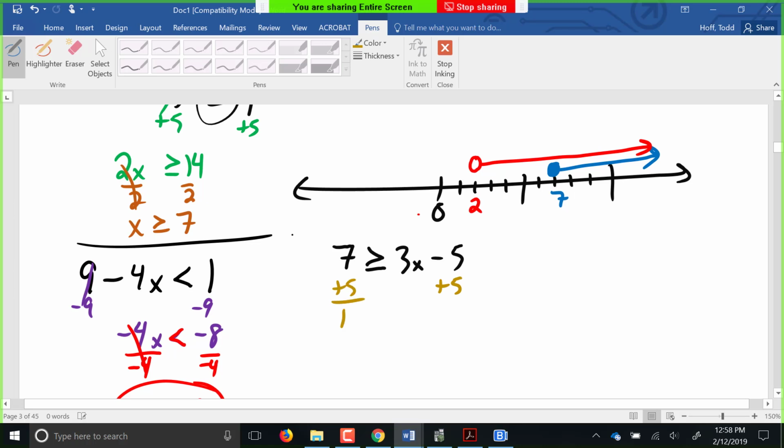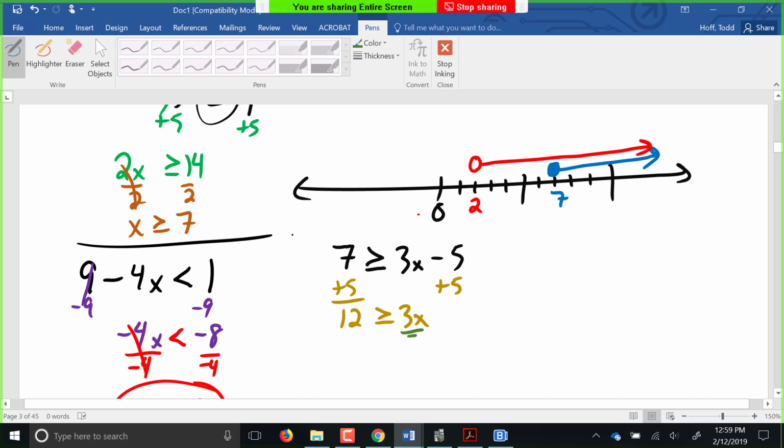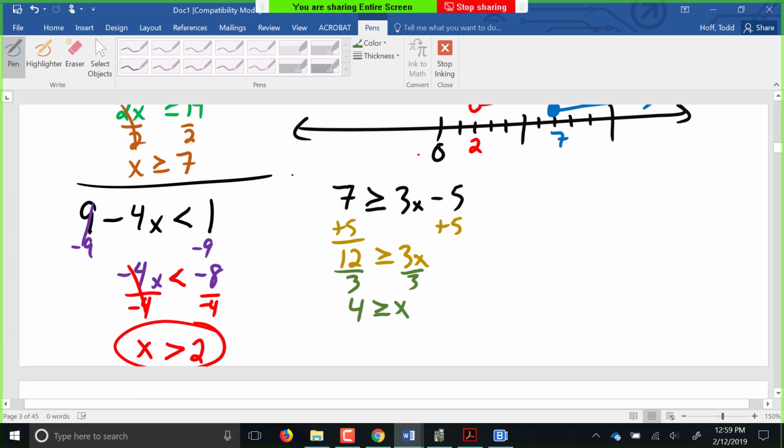Add the 5 to both sides. Good. So we've got 12 is greater than or equal to 3x. What's next? Perfect. We divide by the 3, gets rid of the 3. 12 divided by 3 is 4. So 4 is greater than or equal to x. But we always want the variable first so that we know which way to do things. So we're going to basically take a mirror image of the whole thing. When the x comes first and the 4 last, it still has to point at the x. So it's saying x is less than or equal to 4.